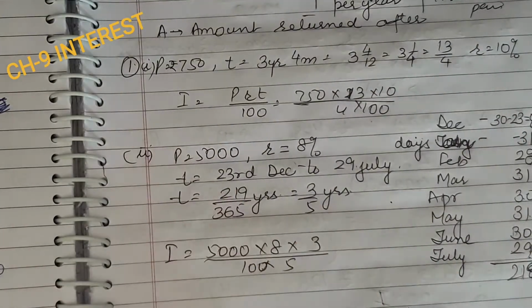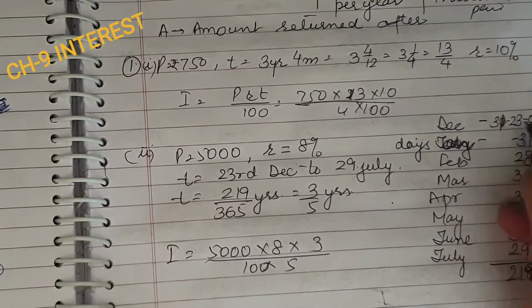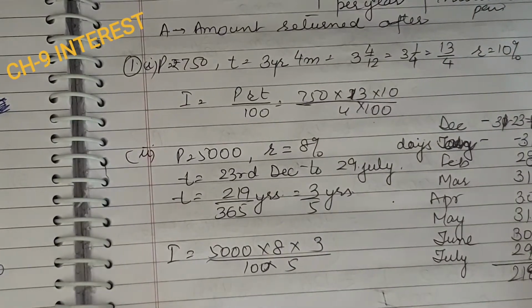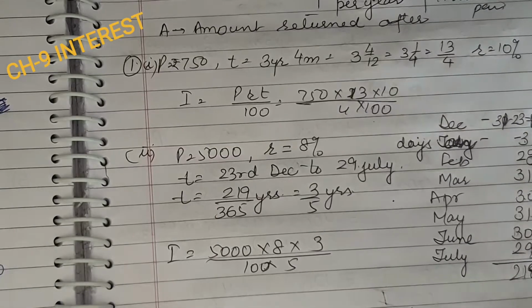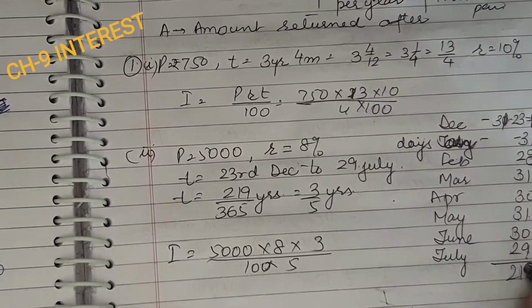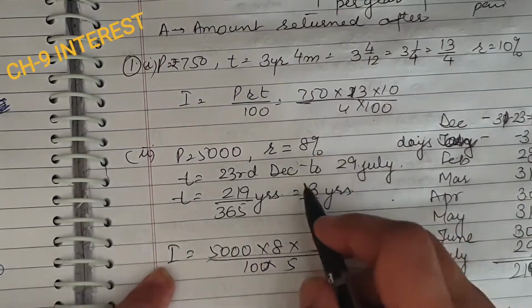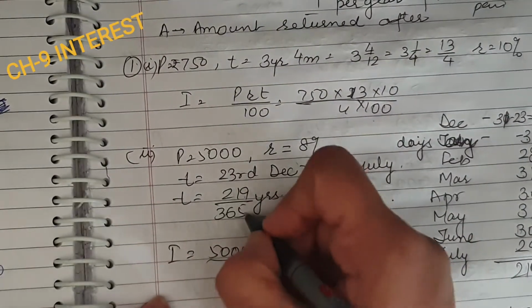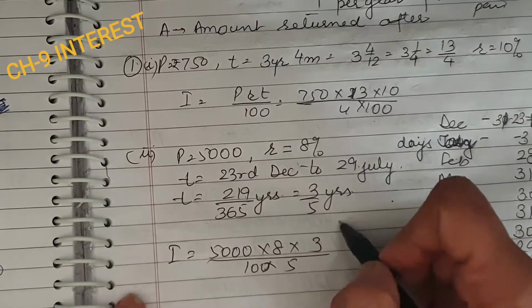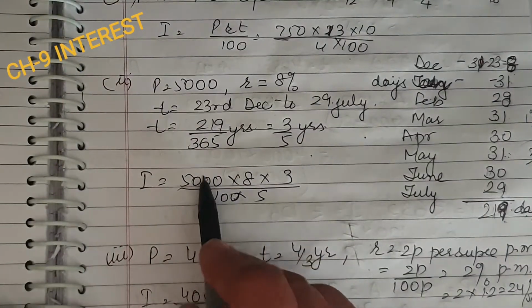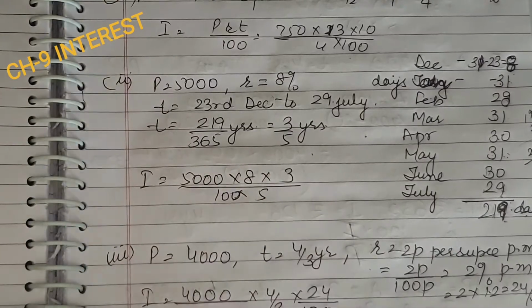The days of December are 31 minus 23, which turns out to be 8 days. And for January 31, likewise all the days we will add up. They will turn out to be 219 days. So 219 days means 219 divided by 365, that is 3 by 5 years. So interest, you can calculate by substituting PRT upon 100.